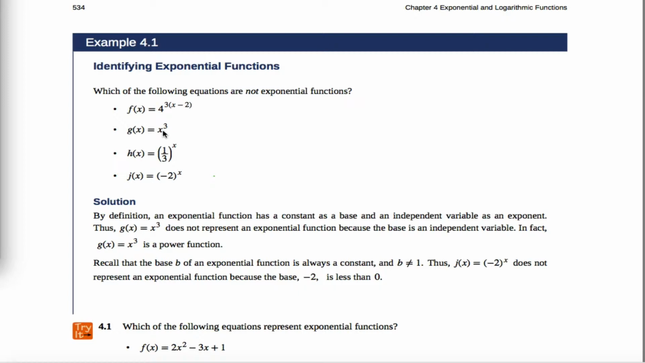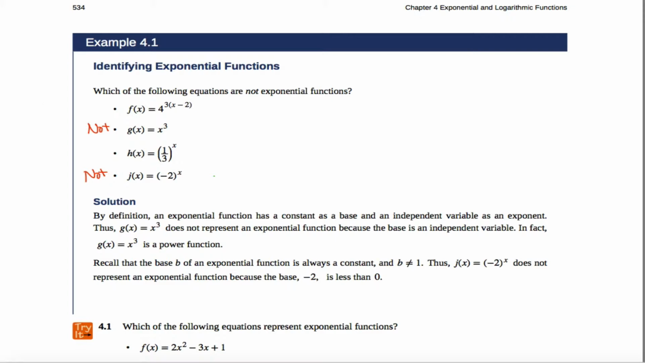Basically, in G here, it's because the base is a variable, not a number. Another reason it's not is because the exponent up here is a constant, is a number, not a variable. So G is not, and J is also not. The logic here is kind of by definition: when we're talking about an exponential function, the base has to be a positive number not equal to 1. And -2 is not that.